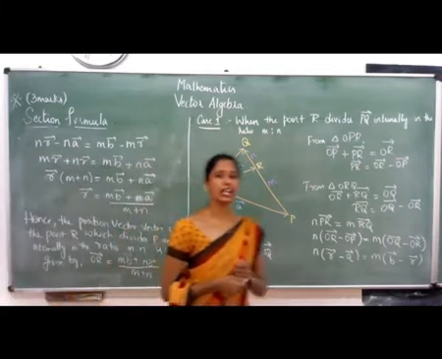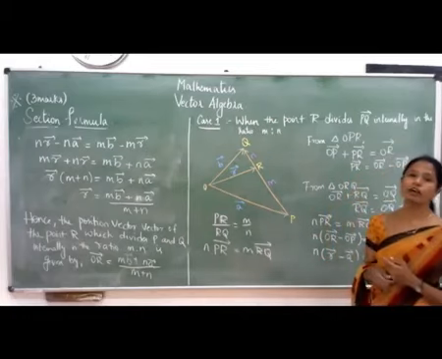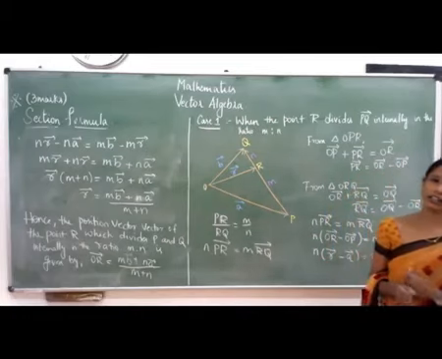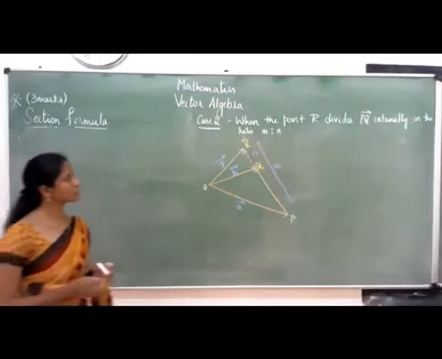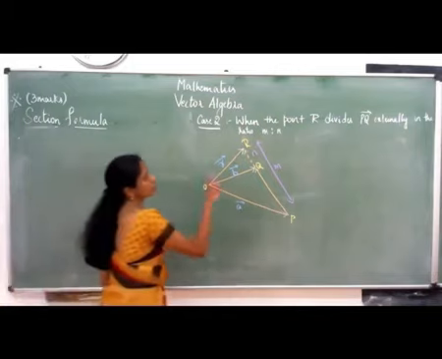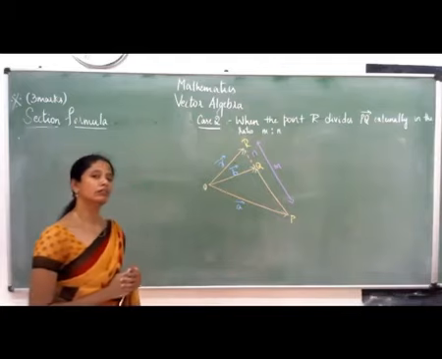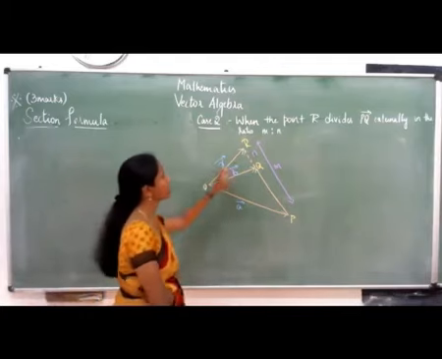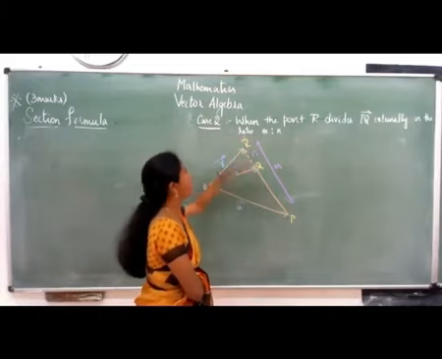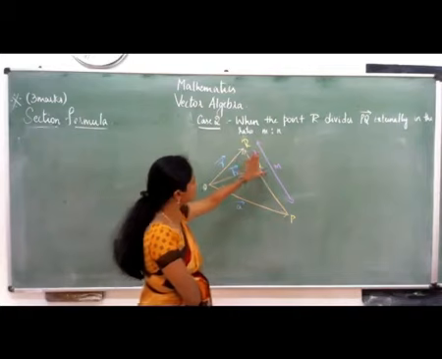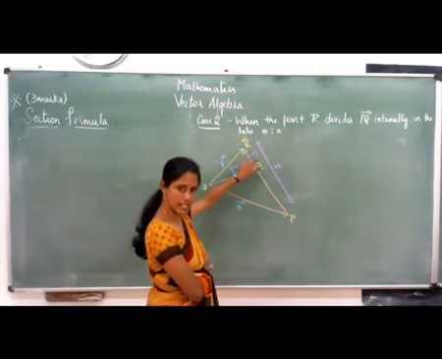Next, let us see the next case, that is case 2, where the point R divides PQ externally in the ratio m is to n. Let us take up the next case where the point R is dividing PQ externally in the ratio m is to n. When we say externally, we are referring to where the point R actually is. So it is like I can say outside PQ. So this will be P to R is m and Q to R is n.